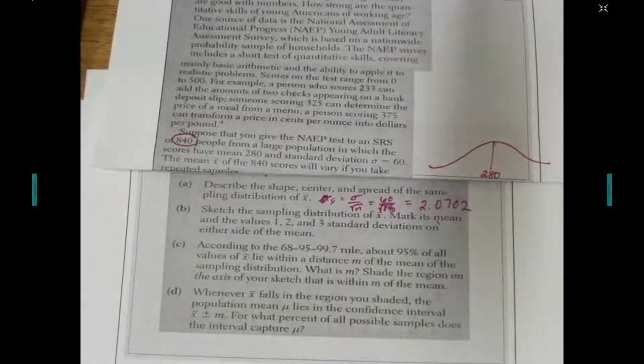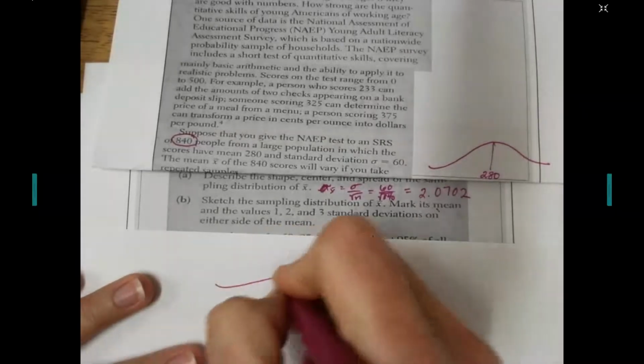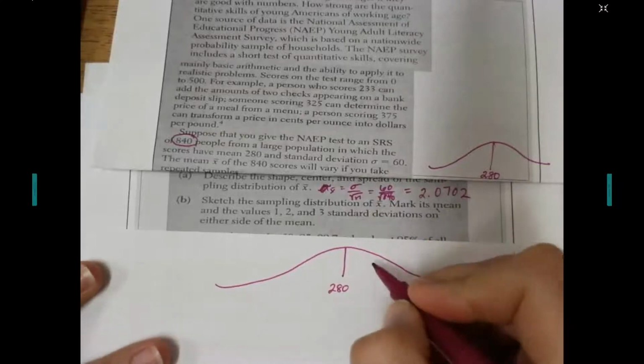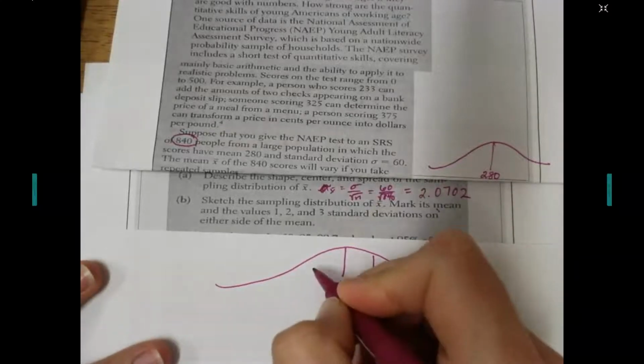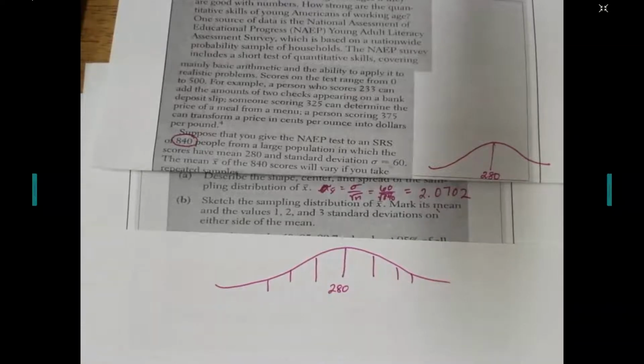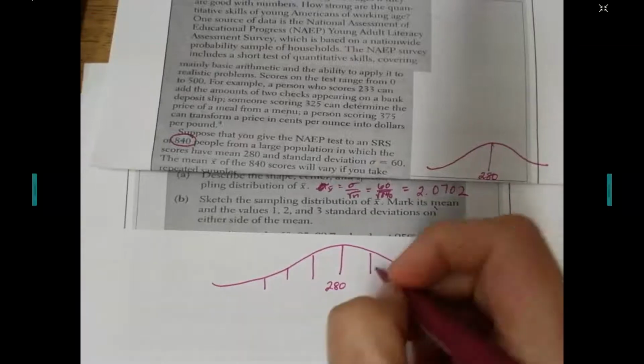Now, part B says to sketch the sampling distribution of x bar. So I can do that on here. If we draw it out, it should be centered around 280, and it wants us to mark the values 1, 2, and 3 standard deviations on either side of the mean. Okay, well, how will I do that? Well, as I go up, I add standard deviations, right? So I need to say 280 plus 2.0702.